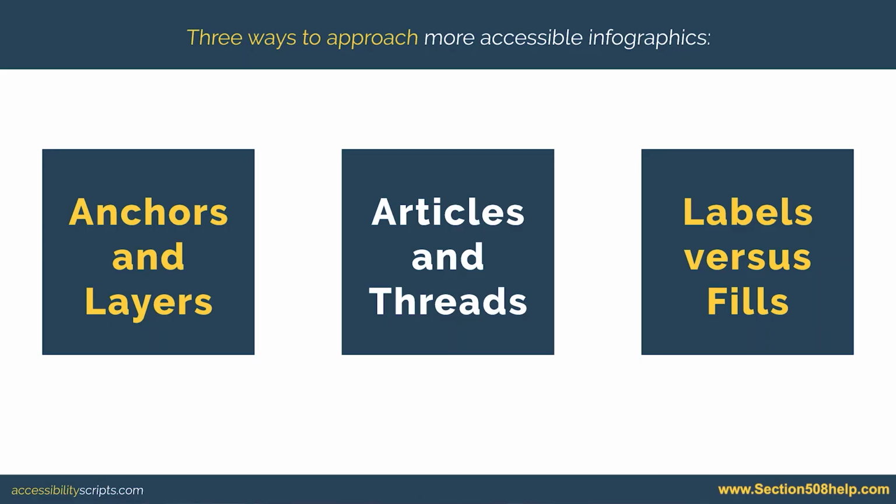We use anchors and layers, articles and threads, and then we want to talk about labels versus fills. Labels versus fills is a way to answer the success criteria for WCAG that says color cannot be the only means of differentiating. If we include labels in some pretty specific ways, we can get away from being forced to add a bunch of dots and slashes and hashes to all of our different fills for things like bar charts and pie charts.